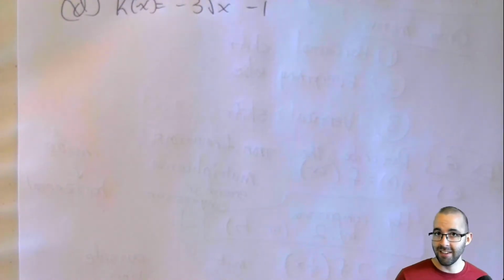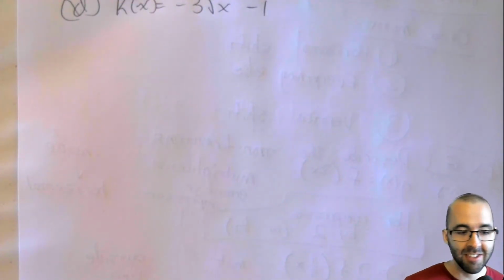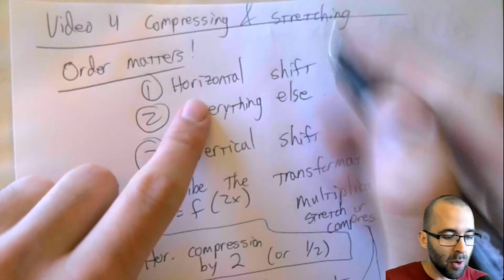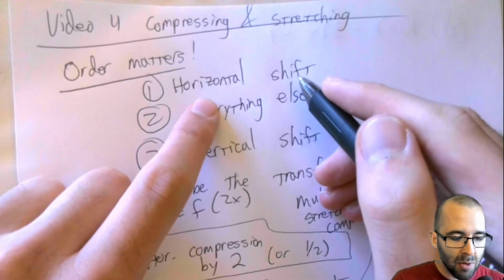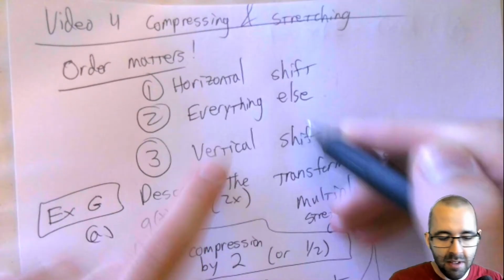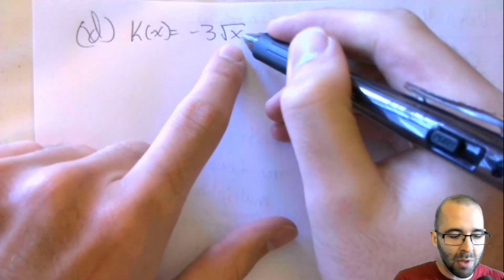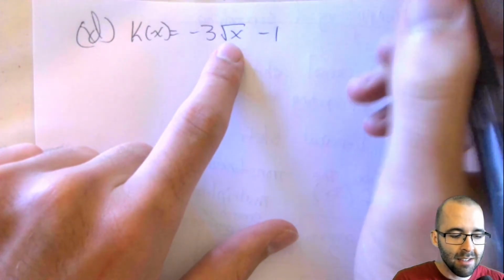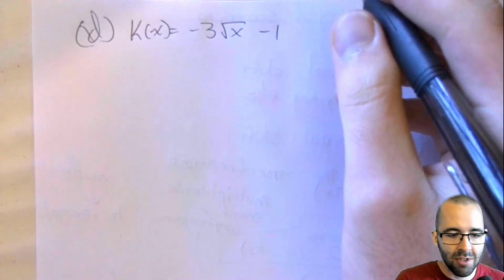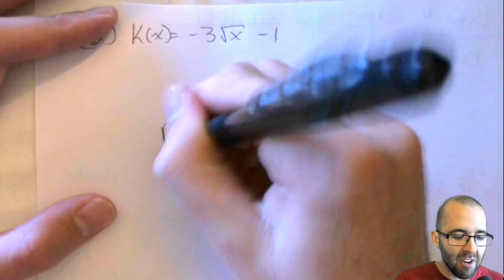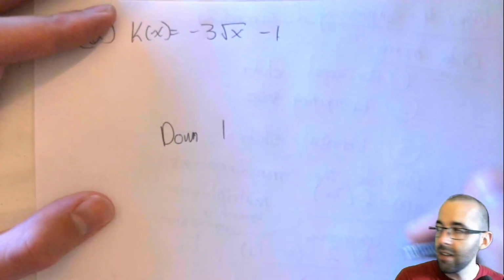Again, the order matters here, just like the last one. Start with horizontal shift, end with vertical shift, everything else in the middle. So we start with horizontal shift. There is no horizontal shift. We're not adding or subtracting anything on the inside. We're going to end with that vertical shift. At the very end, this is down 1 unit.